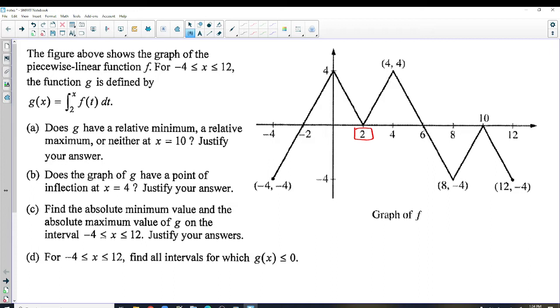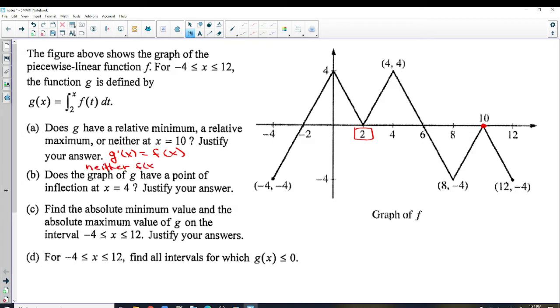So our first statement is that g prime of x is equal to f of x. We're given information about f, so we need to connect what we're given to what we're being asked about, which is g. At 10, it's asking, is there a min, a max, or neither? Well, there's neither. So neither.